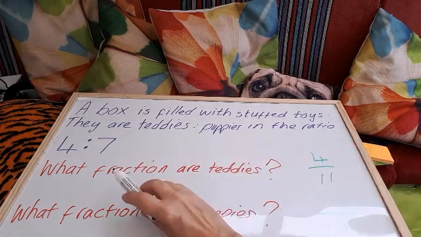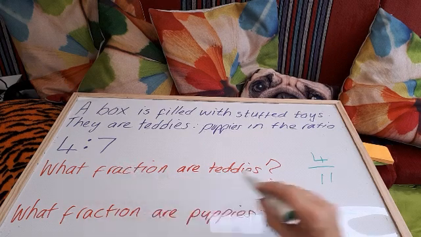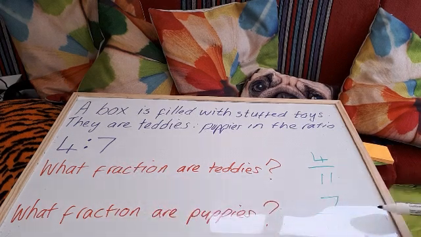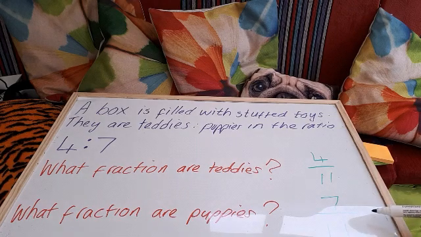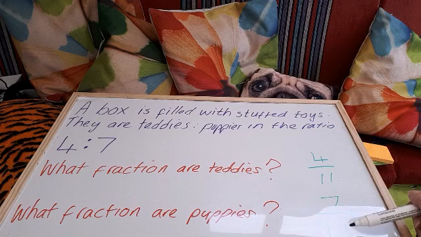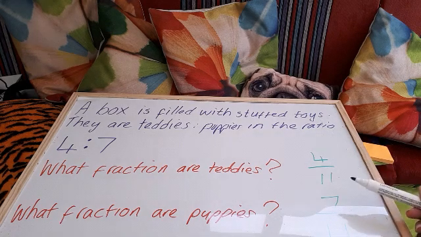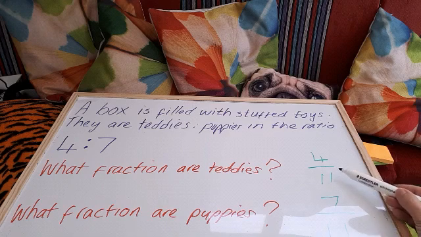We know that the puppies are 7 for every 11. 7 out of 11 toys are puppies. We've answered both our questions. What fraction are teddies? 4/11. What fraction are puppies? 7/11. In the exam, they're likely to just ask you for one thing. For example, what fraction are teddies? And you would just answer 4/11.